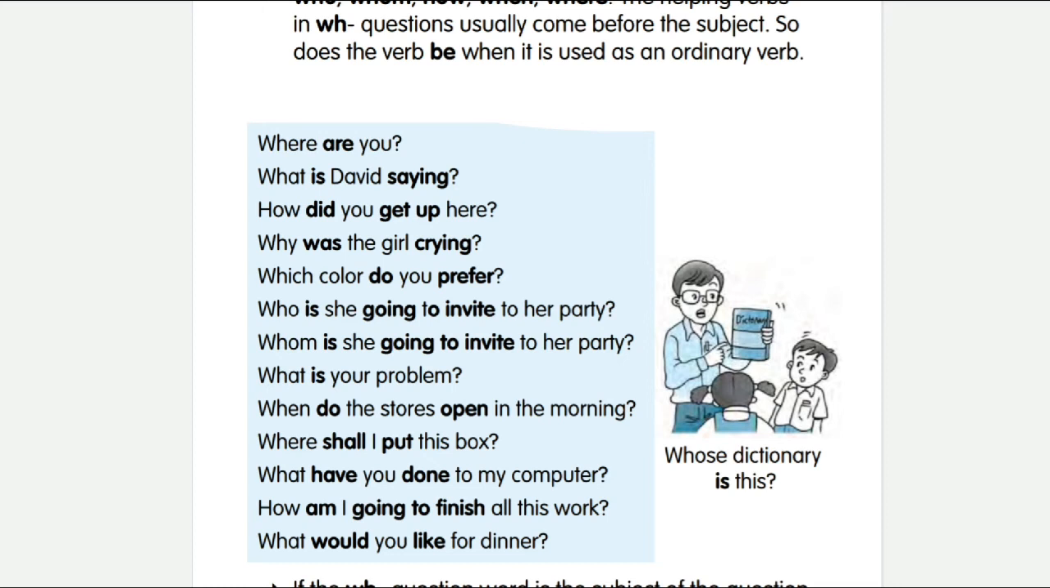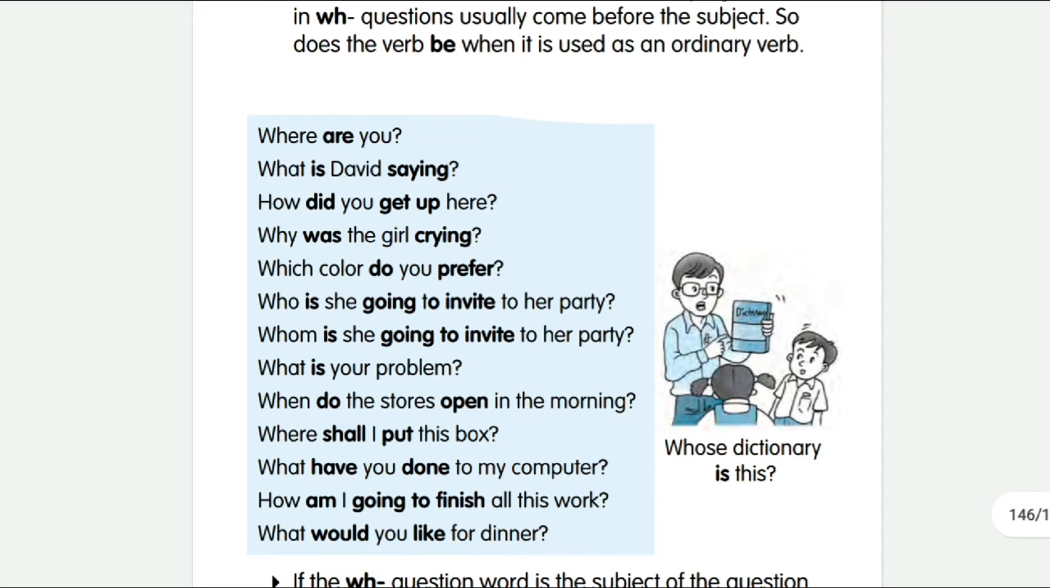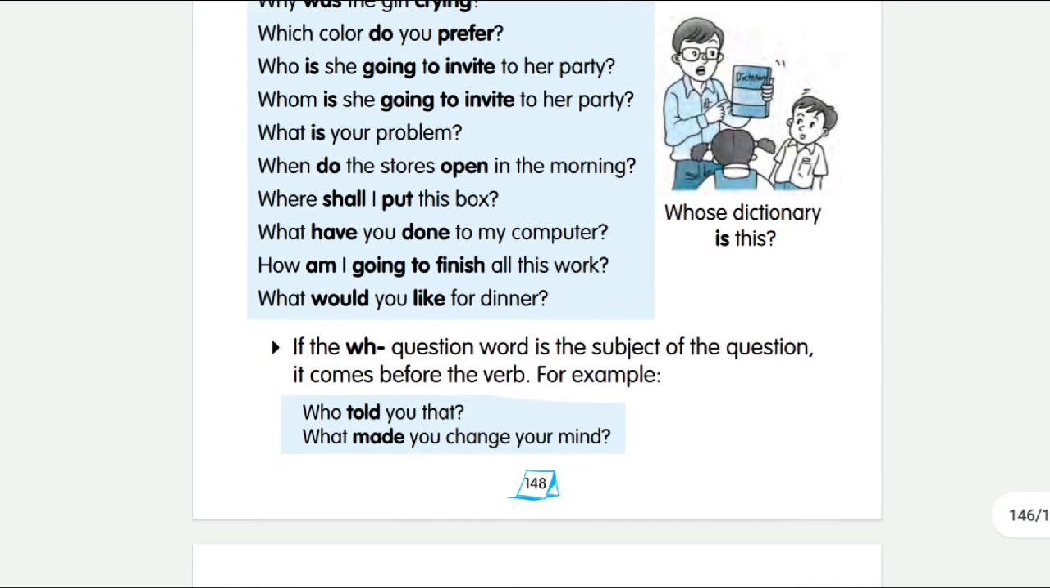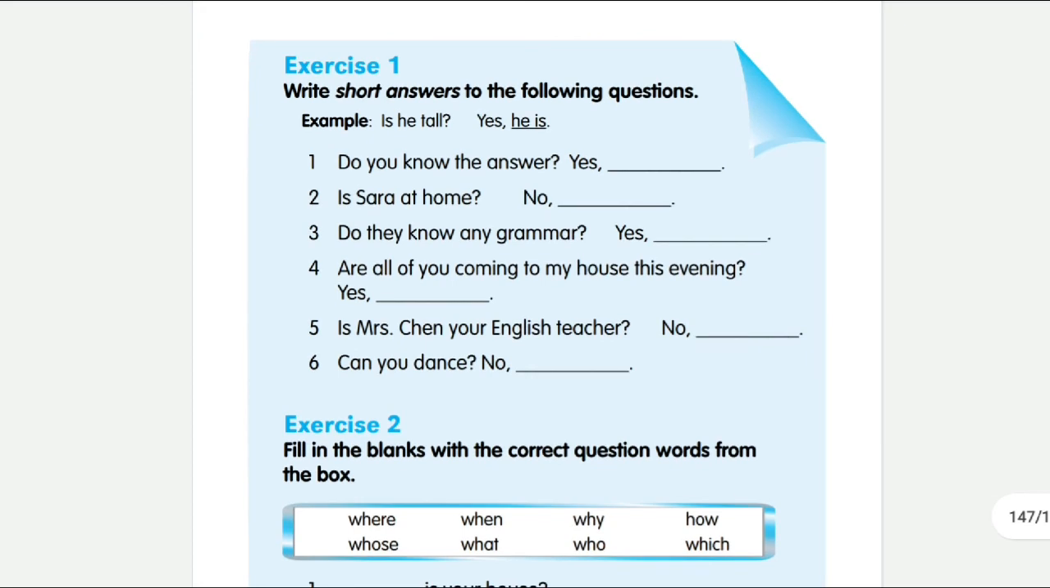So after every WH word, you can see there is one helping verb: are, is, did, was, is, shall, have, am. All these are verbs. So now we will move to the exercise to check whether we have made it clear or not. First one, it is very simple for you. You have to write the short answer to the following questions. Do you know the answer?